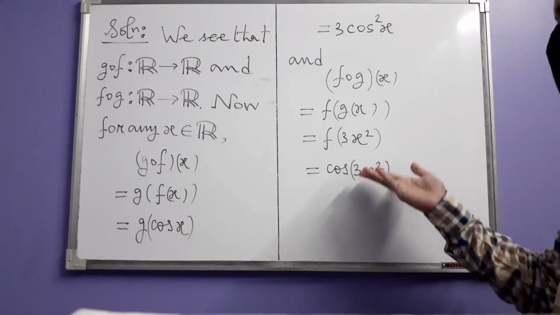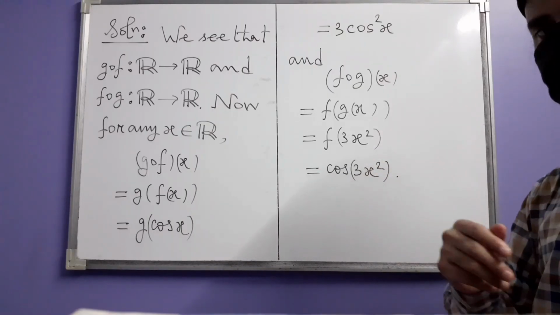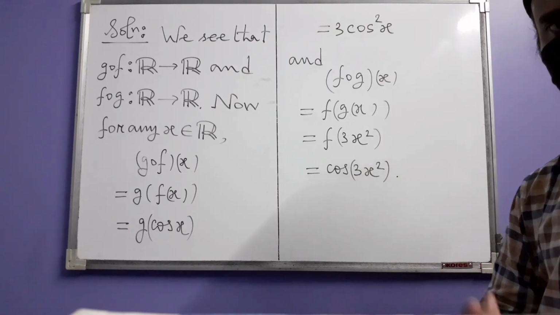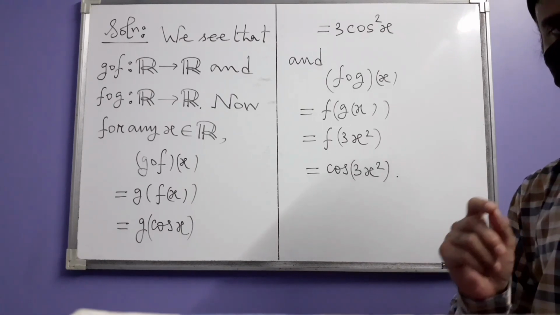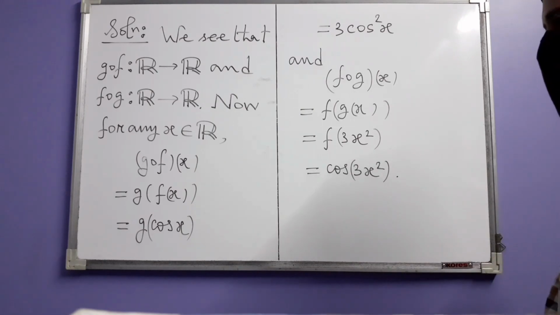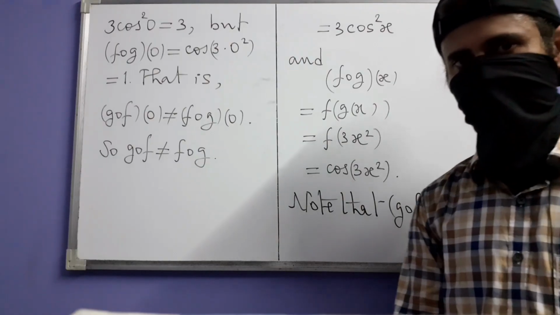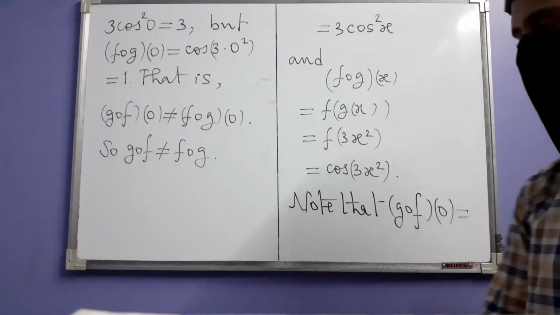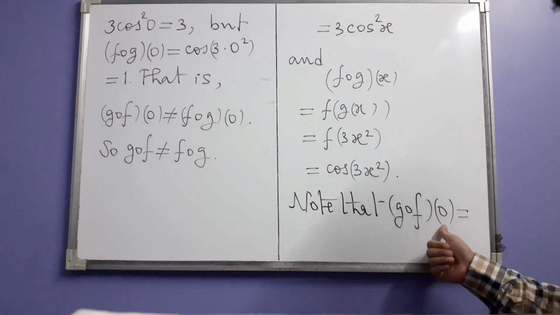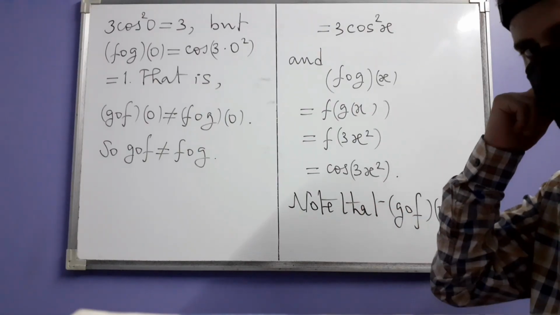So from the look of these functions itself, you can see that they are looking quite different. But of course, you need to give some concrete reason for why they are different. To show that they are different functions, we just have to show that they do not agree at some input. Let that input be 0. You may choose some other input also.